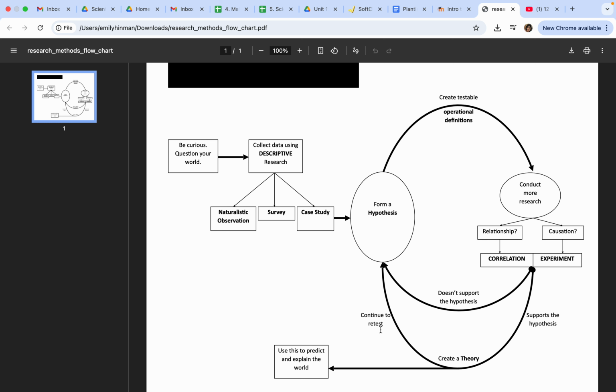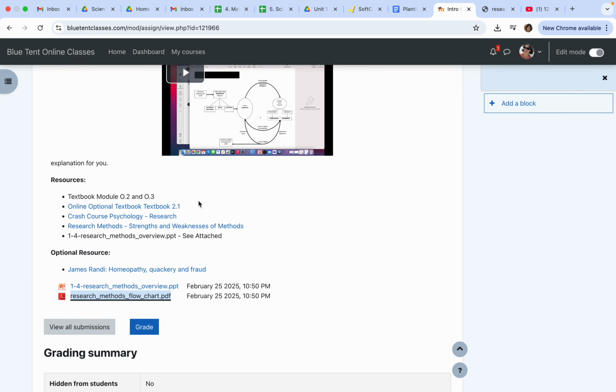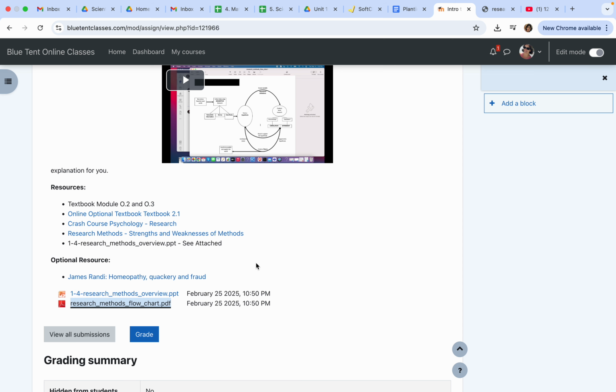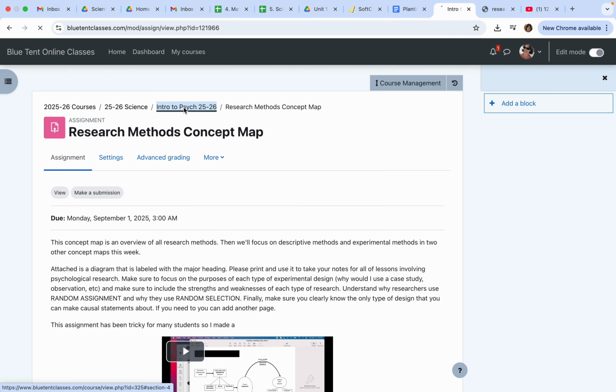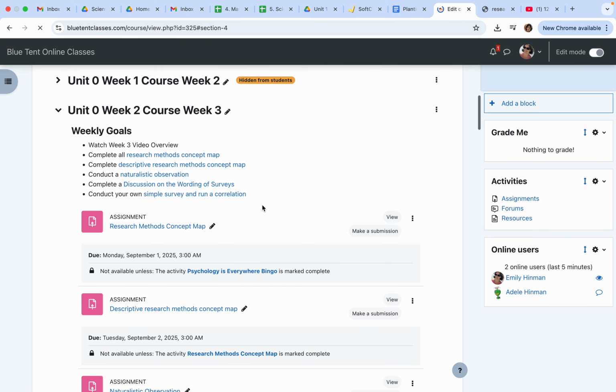So you're going to start with this concept map, and you're going to use these resources. There's some of your textbook, there's a little crash course, there's the research method strengths and weaknesses. There's also a quick PowerPoint that helps you get the big idea. The focus of this first one is to see how all research fits together. So you'll spend a day on that.